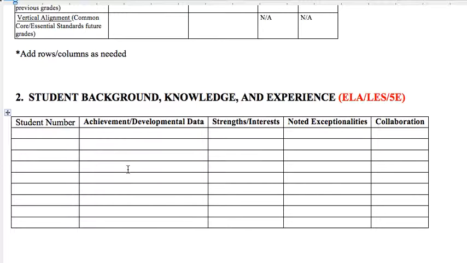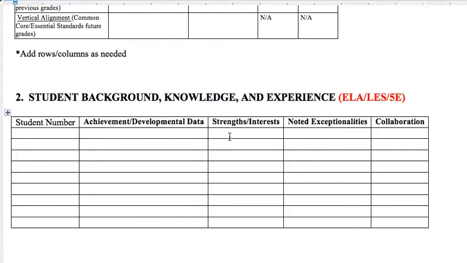We want to know their achievement and developmental data. This you'll get from your teacher probably, and it can be from standardized tests from the end of the grade last year. It could be from some of the assessments that they're doing at the beginning of this year. Really, we just want to know where they are with their reading, writing, and math. So you only need to think about, are they below grade level, at grade level, or above grade level for reading, math, and writing, okay? And that's the information that you'll put here.